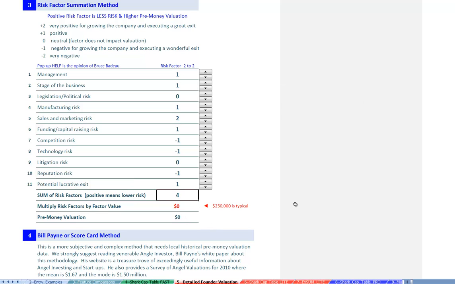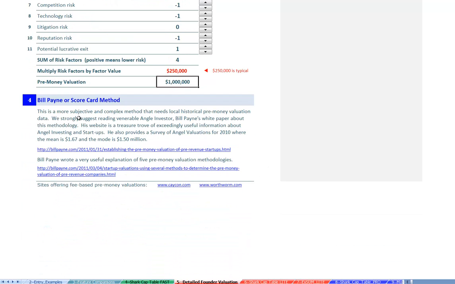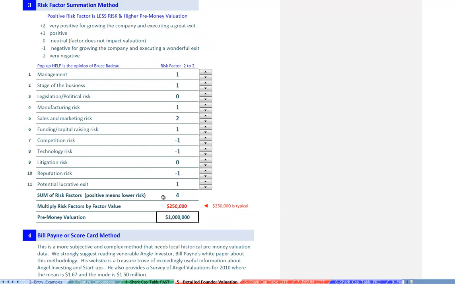So ultimately, if you add these all up, you only got a 4. And basically, Mr. Whoever did this is saying you have to have $250,000 for each one of those. So select 250, and there's your $1 million valuation. And again, here's where you can get to the Bill Payne scorecard method.